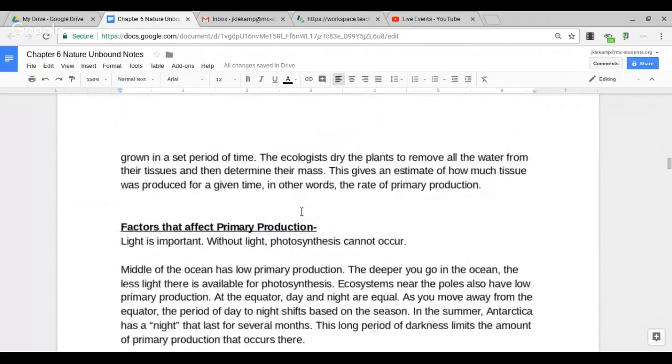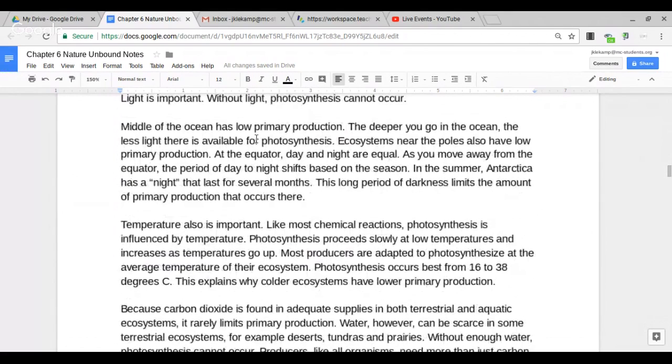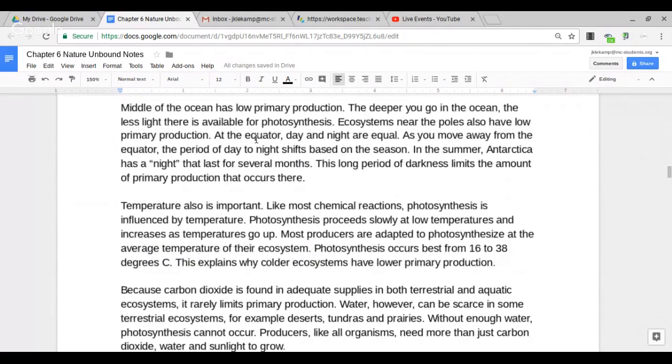So when we look at it, obviously light is a very important part of primary production, because without it, photosynthesis cannot occur. So, for example, this paragraph here talks about the difference between the middle of the ocean, where there's low primary production, because the deeper you go in the ocean, less light gets to those areas for photosynthesis to take place. Same thing with the poles. They get low primary production because they don't get that much daylight.